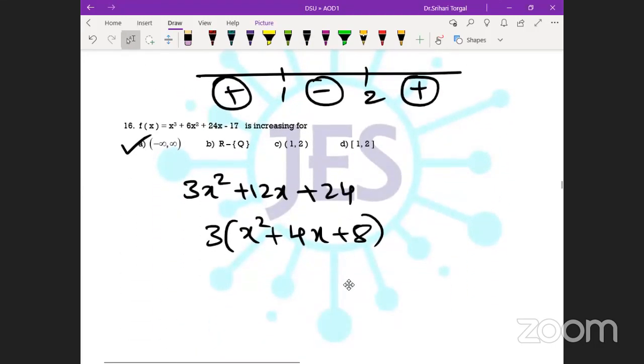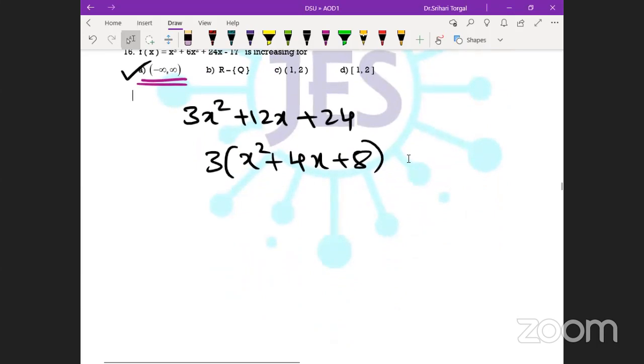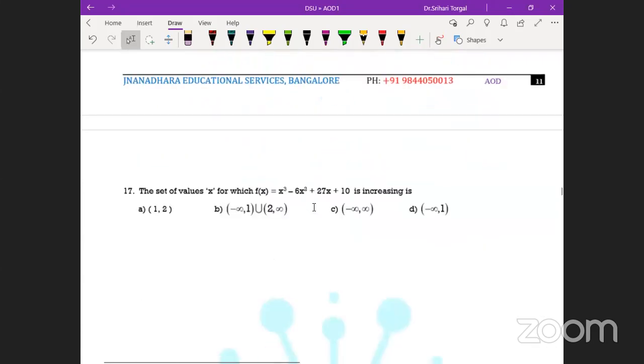Let me move on to the next problem. If I take 3 common, now tell me, here we don't have a factor, right? So it is better to go for option A as the answer. I think you got the point how to write the answer directly. If you have factors, then you have to think of the interval. Otherwise, minus infinity to plus infinity is the answer. Right. Next.